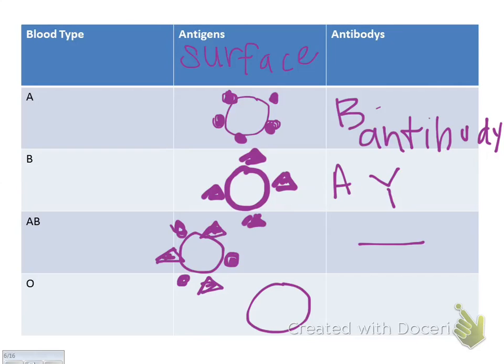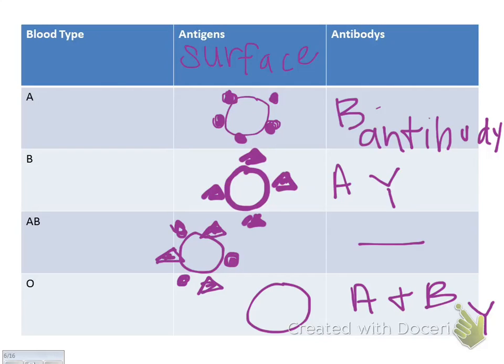Okay, we're going to talk about that too. Okay, people with O blood, they don't have any antigens. So they have both antibodies. They have A and B antibodies. So the best one to have is AB. Well, you say the best one to have, it depends on if you need blood or if you're given blood. If you need blood, the best one to have would be AB.